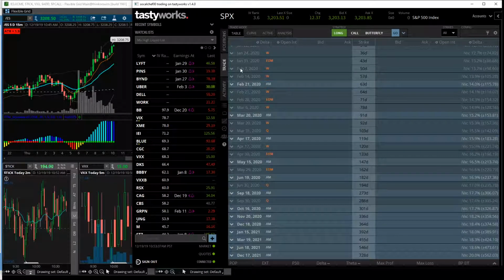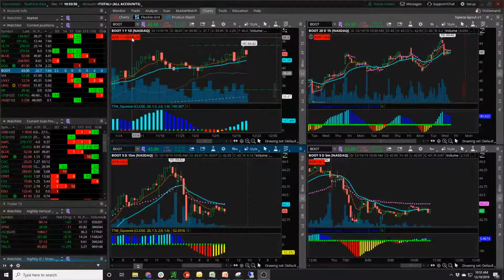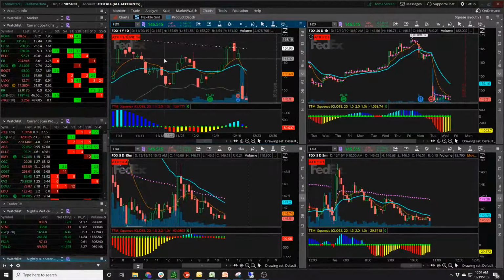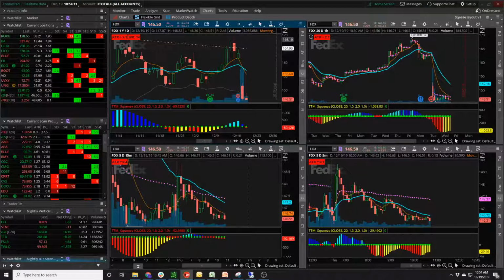How can I see IVR in TOS? It is different, Prue. It is. So Tasty Trade has it here, right? It's at the top right next to the underlying. And in TOS, you have to put the study up. So TOS has a study. You can see IVR here. And just to match it up and show you guys, IVR, according to Thinkorswim, is 14 for FedEx. But according to Tasty Trade, it is 36. So you can see it. You just got to come in here, right?